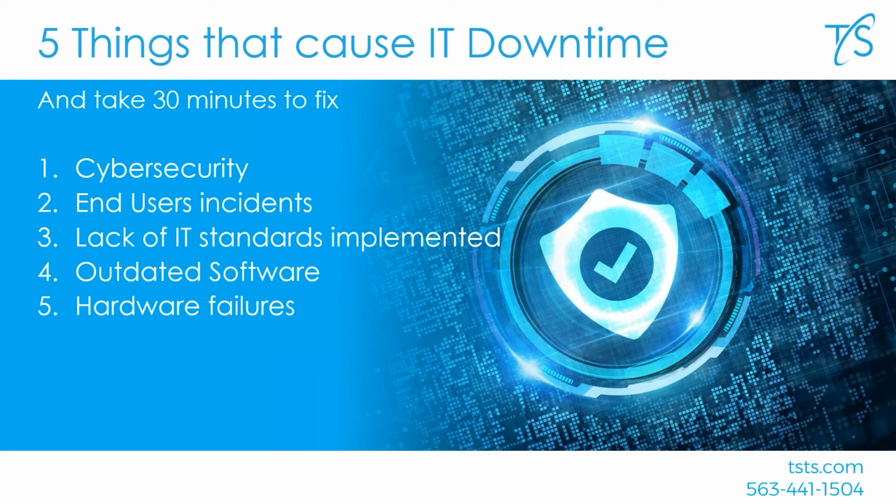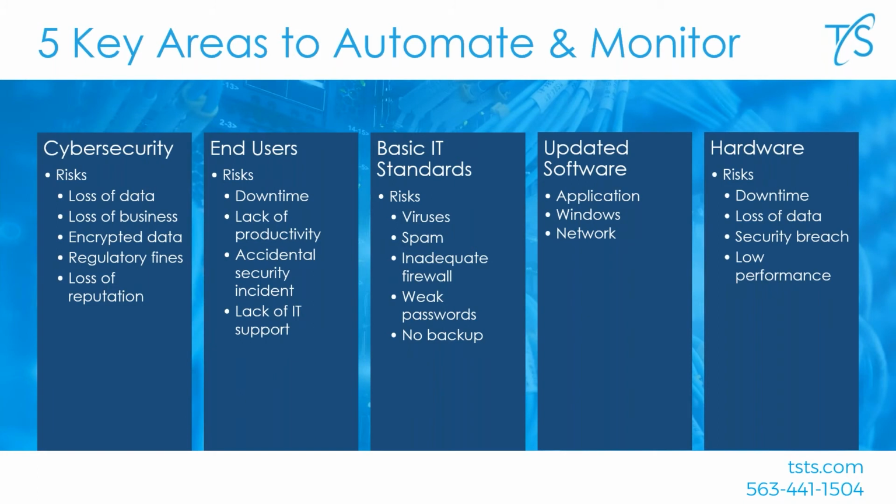So we're going to talk about those 5 key areas, and we're going to talk about automating them and monitoring them. And monitoring them and automating them is a proactive approach to solve the problems before they happen. And all of these areas have a lot of risk, as we know. And cybersecurity, lots of risk, loss of data, loss of your business. If you lose your data, you lose all your client history, you lose all your transaction data. Many times it's hard to recover from that. Encrypted data. In the financial and in the healthcare world and in the government world, there are regulatory fines for things like HIPAA.